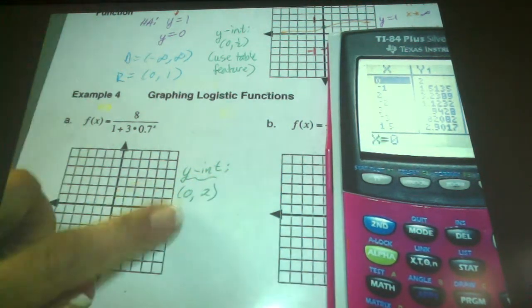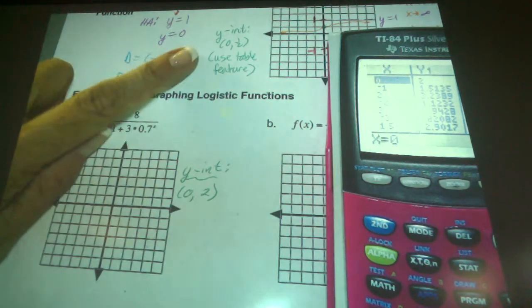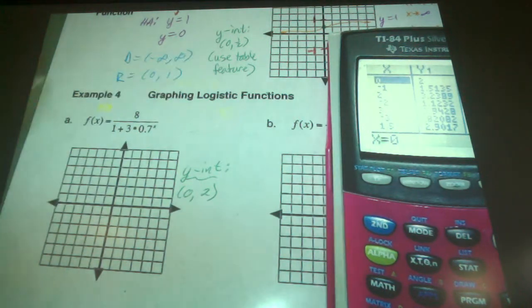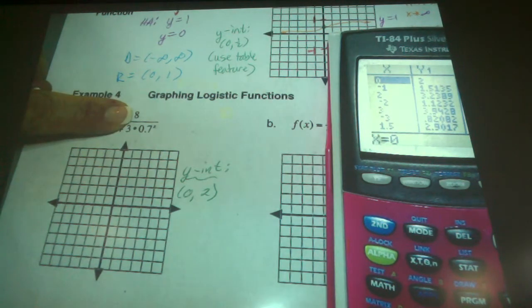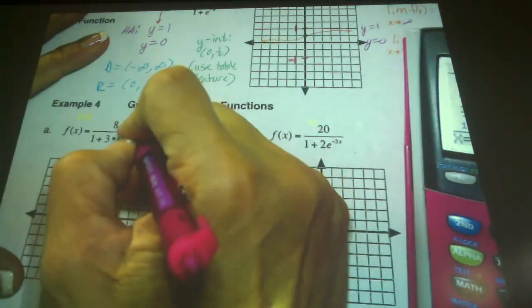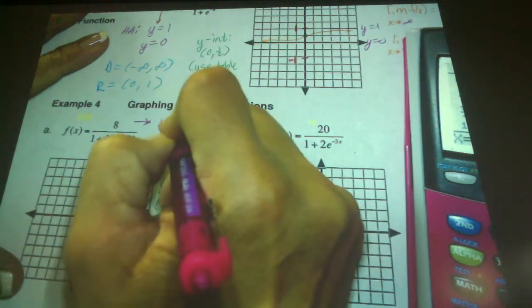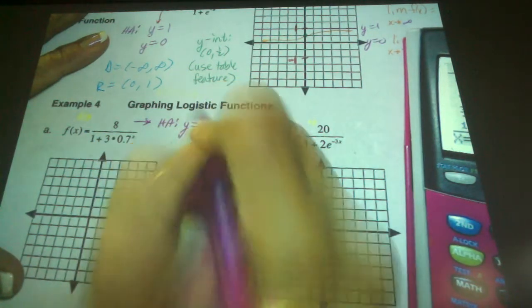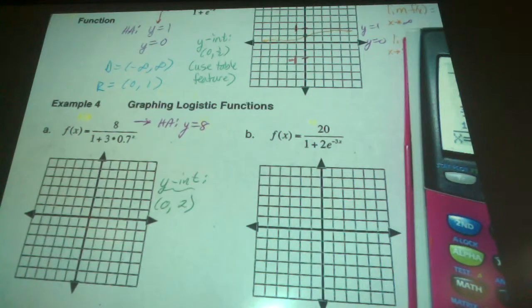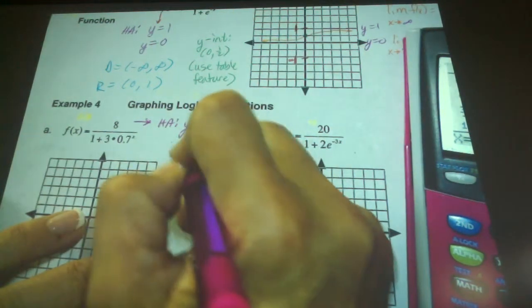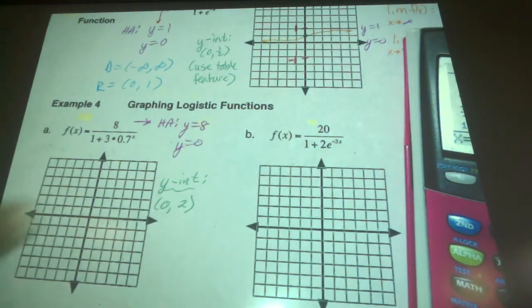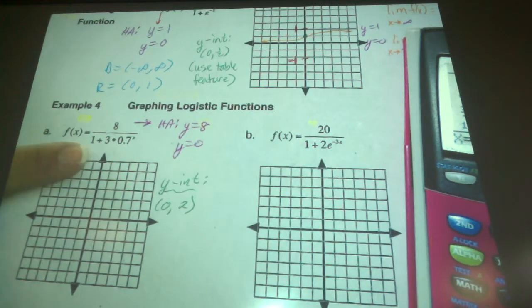And you can write yourself a note that you use the table feature, but we did write it above here. So I'm going to plot that point, but I know that I'm going to have a horizontal asymptote right here, horizontal asymptote of y equals 8. And we're going to look on our graph in a minute to see if that's what happened. I'm going to have another one of y equals 0. Well, I don't have 8 hash marks here, so what should I be doing?